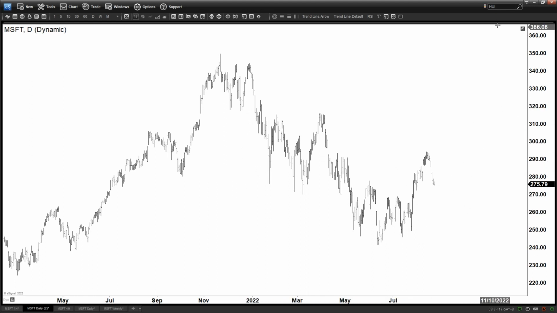Are we going to make a new high, this is the all-time high, or are we going to drop? That's a conversation for another time. But for now, there are a couple of things I want to point out.